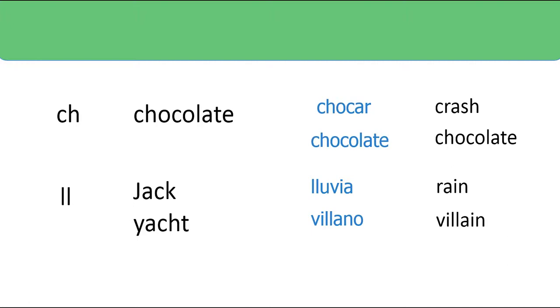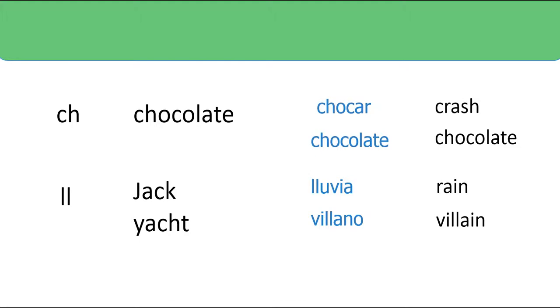And when you see a double L combined, it will sound as in "jack," mostly in Latin America, and as in "yacht" in most parts of Spain. For example, "lluvia," that means rain, and "villano," that means villain.